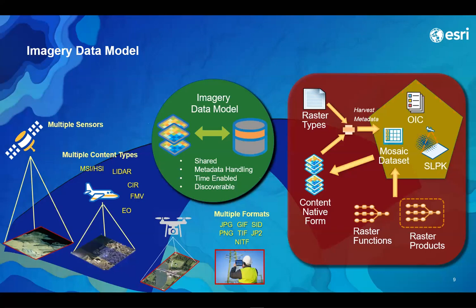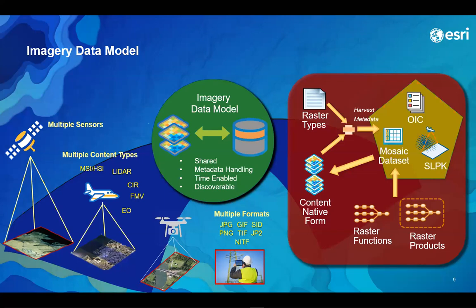Finally, on top of these containers, we have tools called raster functions and raster product workflows that allow you to take the content in these various collections and create standardized products on the fly and create those as part of the serving function of ArcGIS. So it no longer requires that you explicitly create a product in order to serve it.